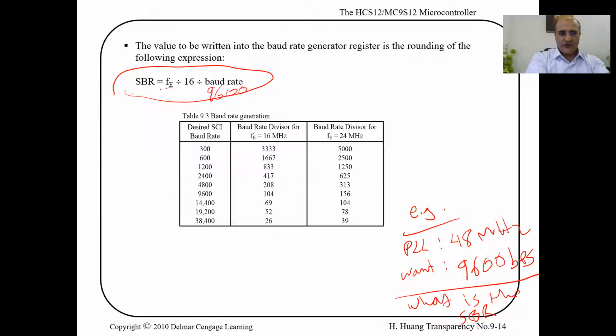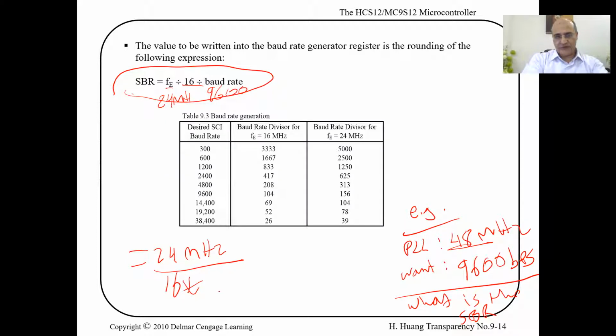Our clock frequency, the E clock frequency, is half of the PLL clock, which is 24 megahertz, right? So 24 megahertz divided by 16, because we're 16 times slower, right? All divided, yani, or times 9,600.